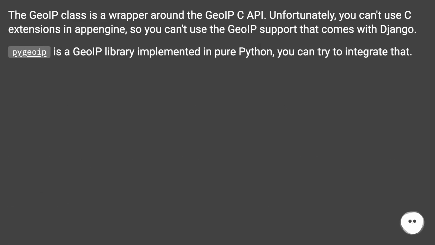The GeoIP class is a wrapper around the GeoIP C API. Unfortunately, you can't use C extensions in App Engine, so you can't use the GeoIP support that comes with Django. PyGeoIP is a GeoIP library implemented in pure Python. You can try to integrate that.